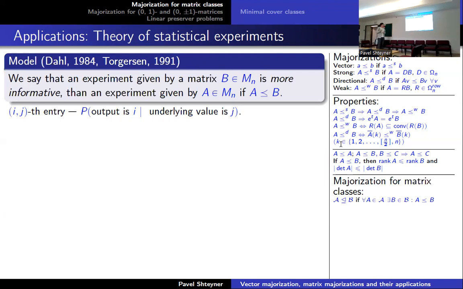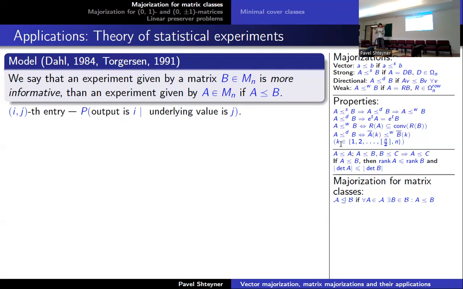The motivation for this notion comes from the theory of statistical experiments. We can say that an experiment given by matrix B is more informative than an experiment given by matrix A if A is majorized by B. What is a matrix of an experiment? For example, if you have a classification problem, then this matrix would be a matrix of conditional probabilities: the probability that the experiment tells you the answer is i, provided that the correct underlying value is j. So you can compare these matrices, and here different types of majorizations were used, especially one that I will talk about later.